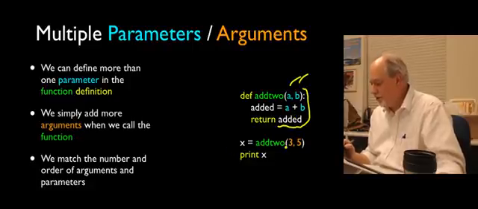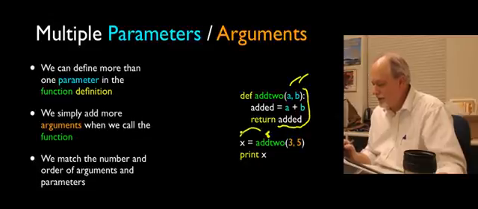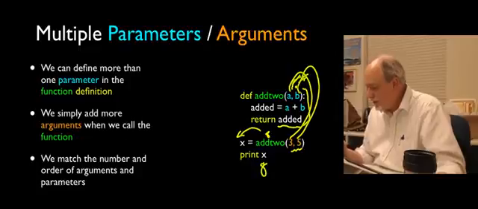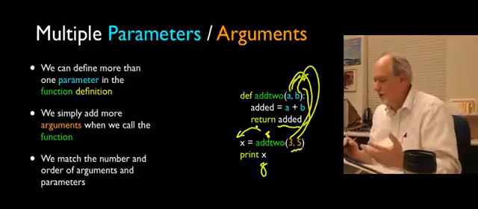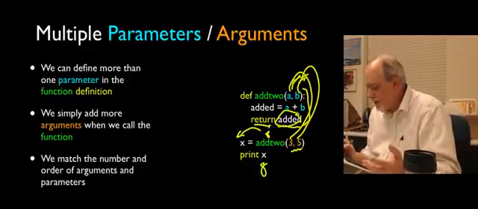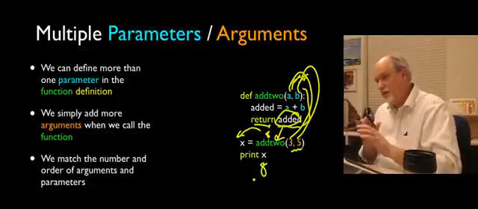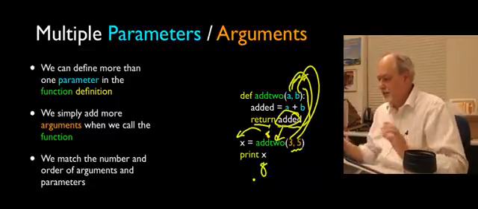And now we can say, add 2, 3, 5, and then this will come back as 8, and then 8 will get assigned into x, and so that'll print out 8. And so you can have as many of these as you want, and the order matters, and there's a 1-to-1 correspondence. 3 goes to A and 5 goes to B when the thing is called, and then the return value, again, comes back. Okay? So that's sort of arguments.